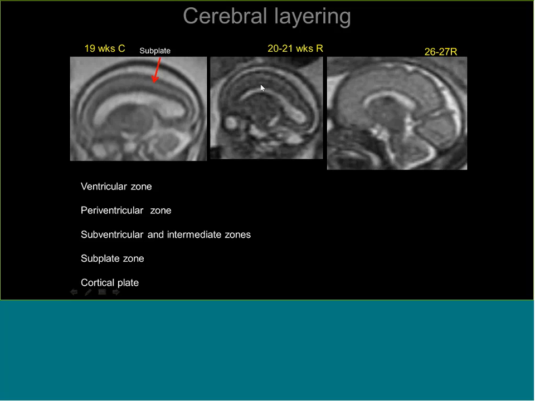Then by 20 or 21 weeks, now you can kind of see here maybe 1, 2, the periventricular zone, and then the intermediate zone, then the subplate, and then the cortical plate. And then by 26 or 27 weeks, it all kind of vanishes. And now we're left again with kind of 3 or 4 areas, and I'll show you why in a minute. So now we get the cortical plate, and then the intermediate zone is pretty thick here, and then you get the ependymal layer.